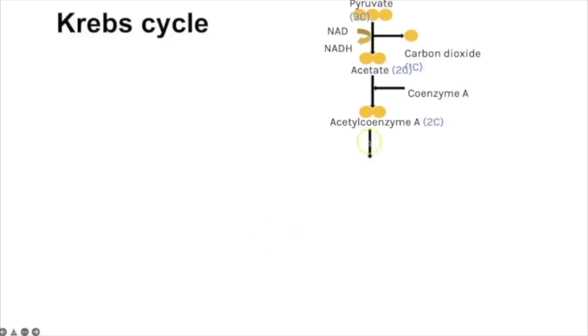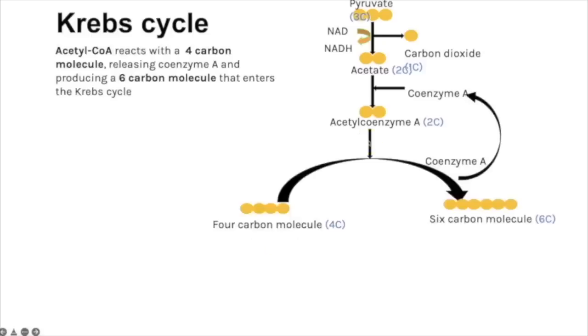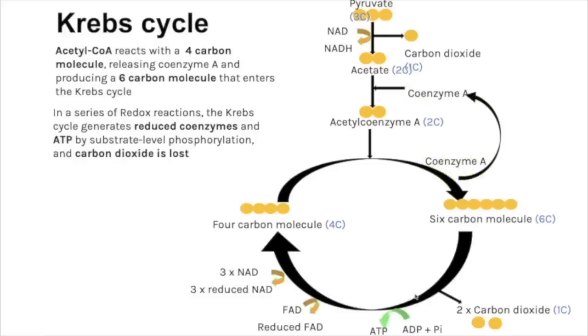So that acetyl-CoA can then enter the Krebs cycle, and it combines with a 4-carbon molecule. And that will then create a 6-carbon molecule. Now the coenzyme, its only job is to deliver the acetate to that 4-carbon compound. So once that happens, the coenzyme is released and it can be reused in the link reaction. We then have a series of redox reactions, and the Krebs cycle is going to be generating even more reduced coenzymes, a small amount of ATP, and some carbon dioxide.